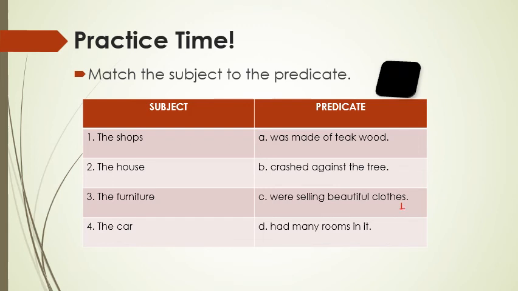Now number 2, the house. The house was made of teak wood. Okay, let's check the other. Crashed against the tree? No. Had many rooms in it? Very good. So this is our number 2. Now number 3, the furniture. The furniture was made of teak wood. So this is our number 3. And the last one left is the car. The car crashed against a tree. That is number 4. I hope you all have done it correctly.